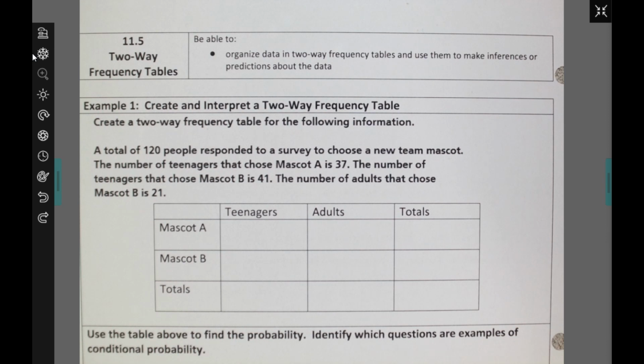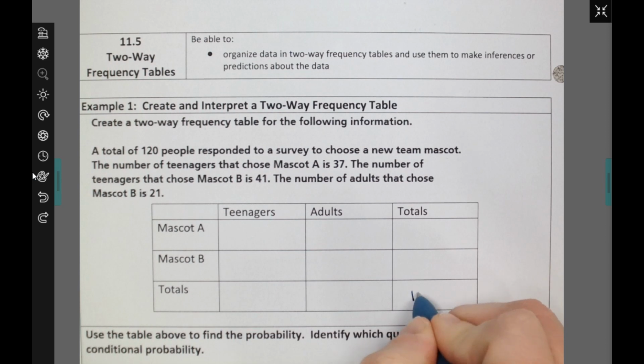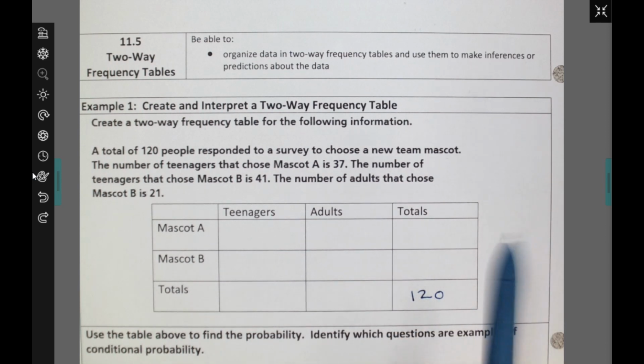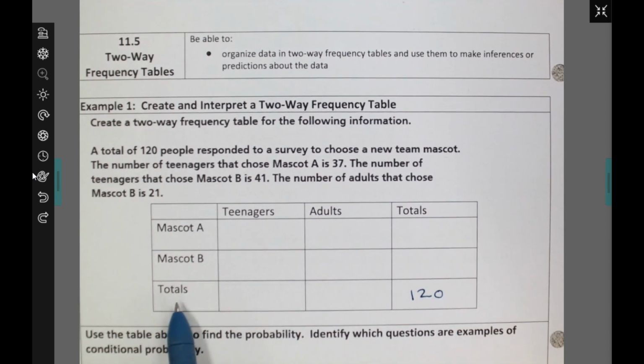Okay, we need to start throwing these numbers into the cells they belong. So first off, total of 120 people. That total is going to go all the way down here in the bottom right. So if you look up top, totals are in my right column, and they're also in the bottom row. So the total amount of people is going to go all the way down here in the bottom right.